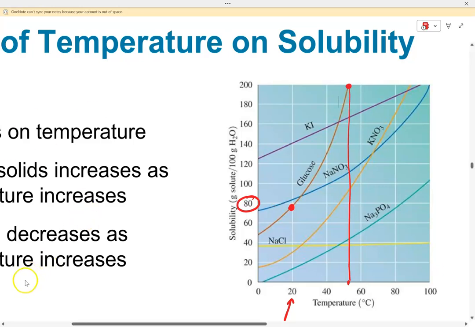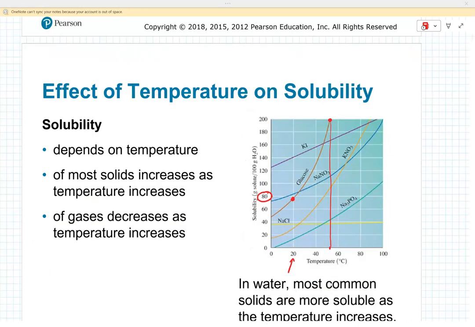So now one thing that I want to highlight for you and attract your attention to. So for most solids, for our intents and purposes, practically for all of them, the solubility increases with temperature. For gases, without an exception, the solubility decreases with increased temperature. Does that make sense?